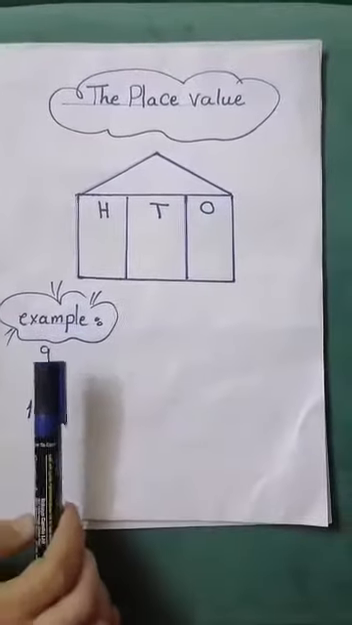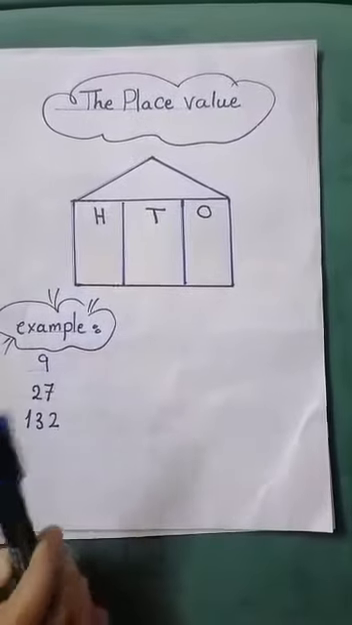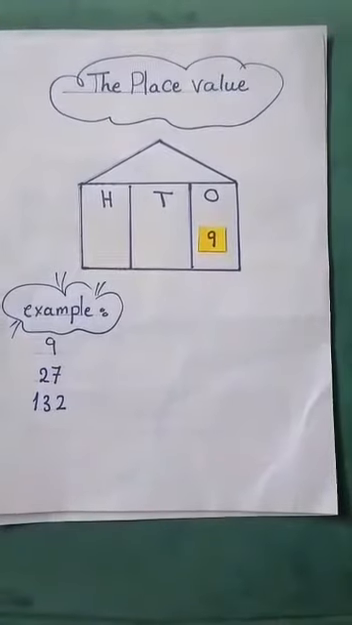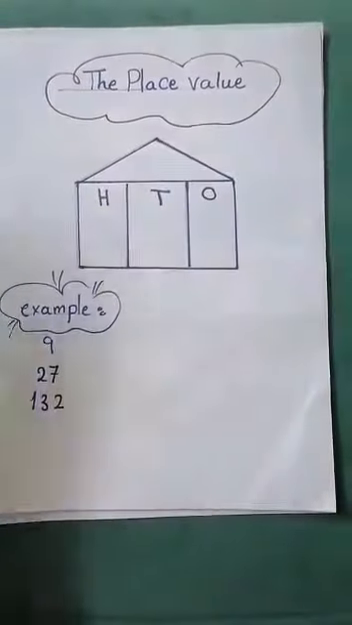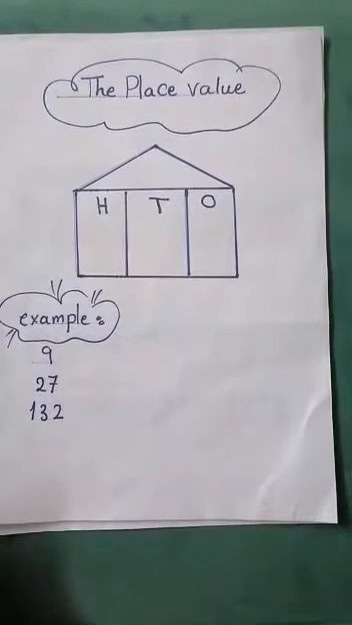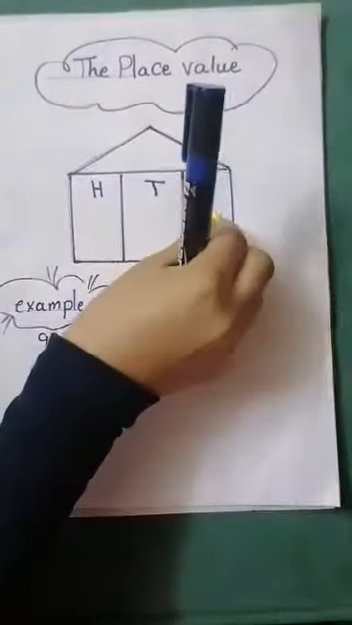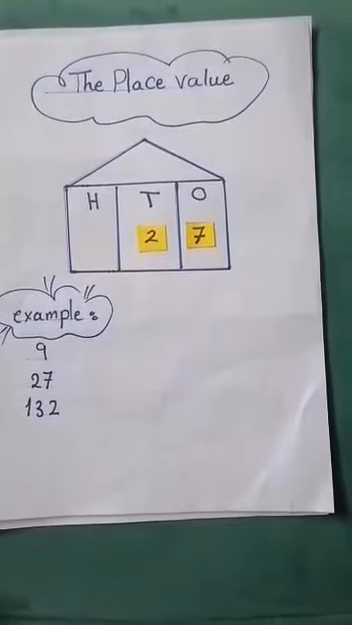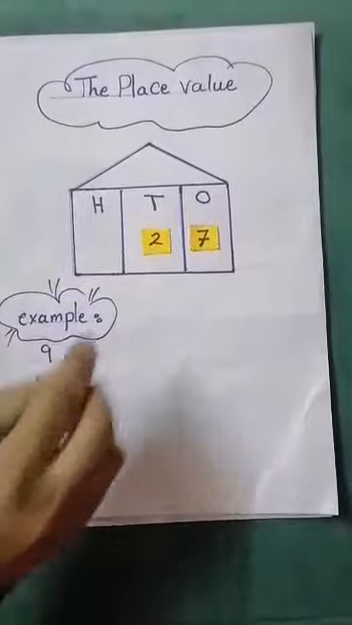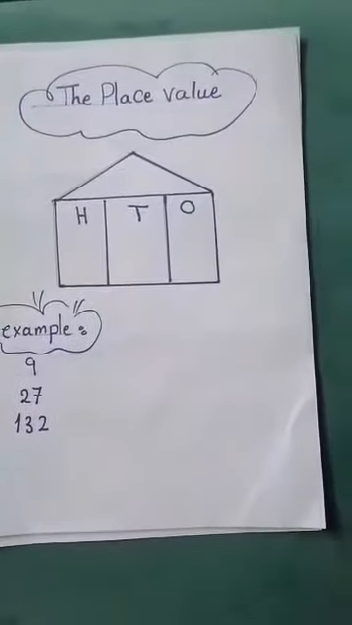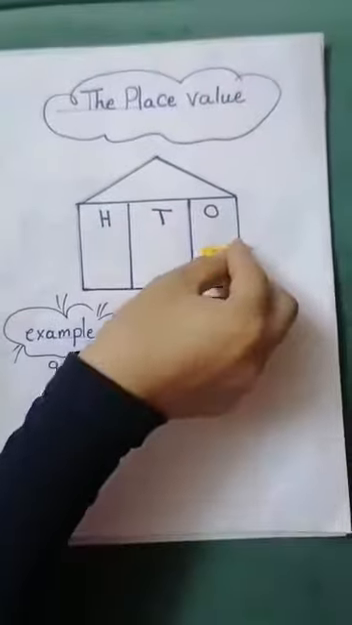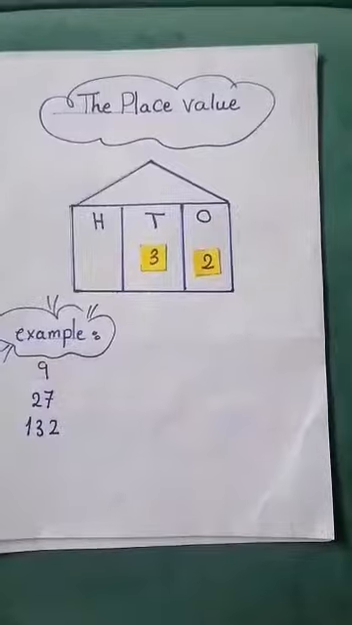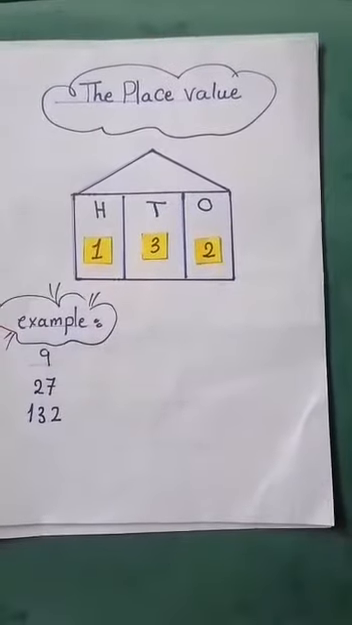For example, if I have the number 9, put 9 in the ones place, because 9 is one digit. Another example, if I have 27, put 7 in the ones place and 2 in the tens place. If I have 132, put 2 in the ones place, 3 in the tens place, and 1 in the hundreds place.